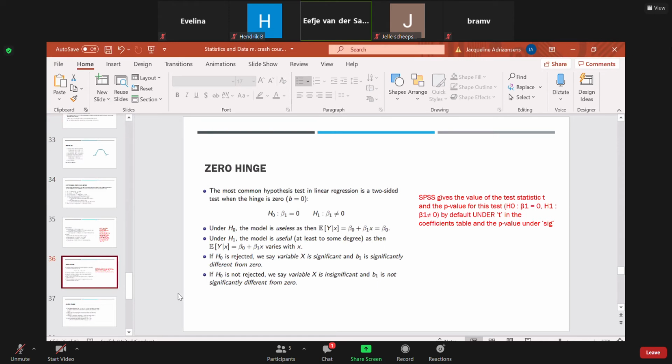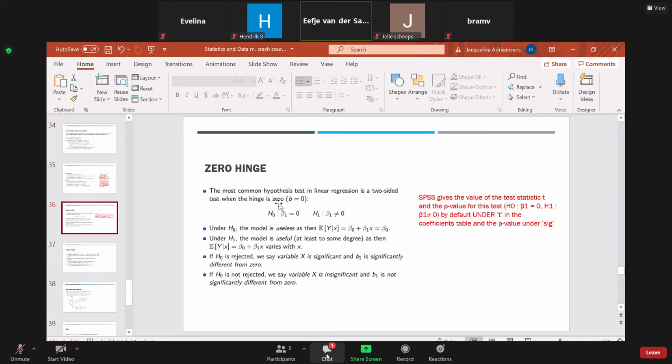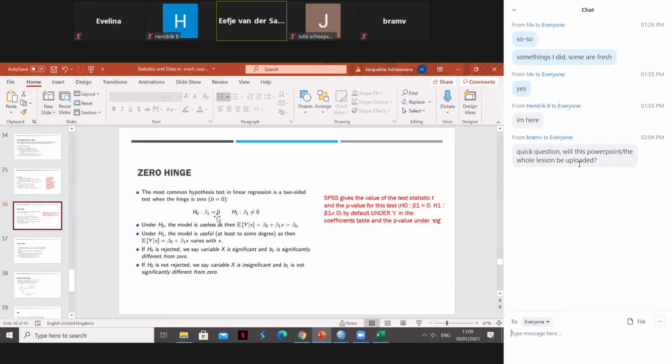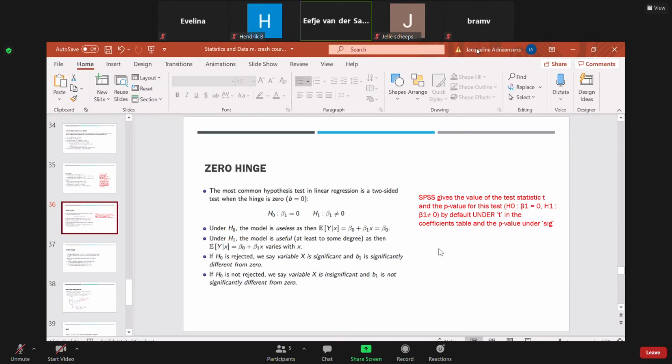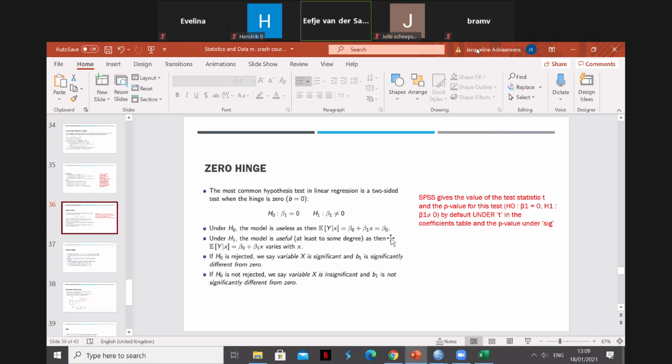Okay, the most common hypothesis test is a two-sided test when the hinge is 0. That's, for example, beta 1 is 0 versus beta 1 is not 0. Remember, this is the format of a two-sided test with a hinge 0. And under H0, the model is useless. Why? Because the value of y doesn't change for x. If beta 1 is 0, then if x is 100, y still doesn't change, because 0 times 100 is still 0, right? So then the model is useless, because the model is actually equal to b0, which is a constant. So it's a constant straight line.